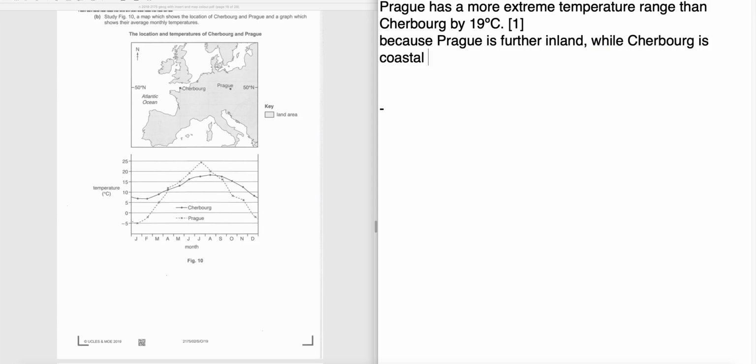If you can identify the factor, 1 mark. You can tell me what happened to the maximum temperature. So in summer, Cherbourg gains heat more slowly than Prague. You need to use words like the continental effect.